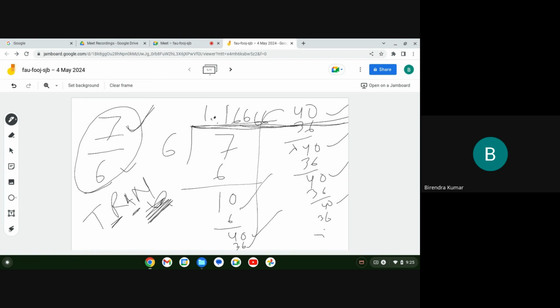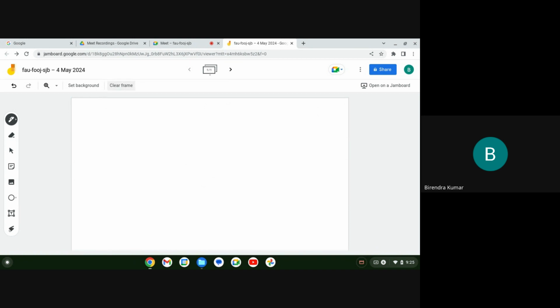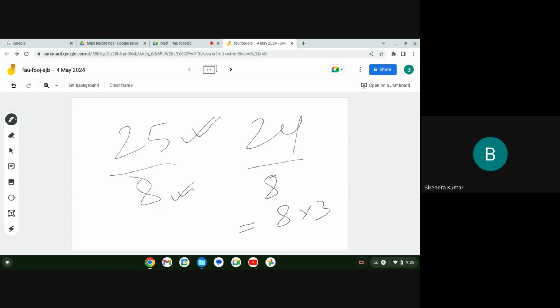Second thing, my numerator is bigger than denominator, meaning it will be more than 1. Let's say if I have 25/8, I clearly see this is bigger than 8. Now, 8 1s are 8, 8 2s are 16, 8 3s are 24. If it was 24 by 8, what would have been my answer? 8 3s are 24, so my answer was 3.